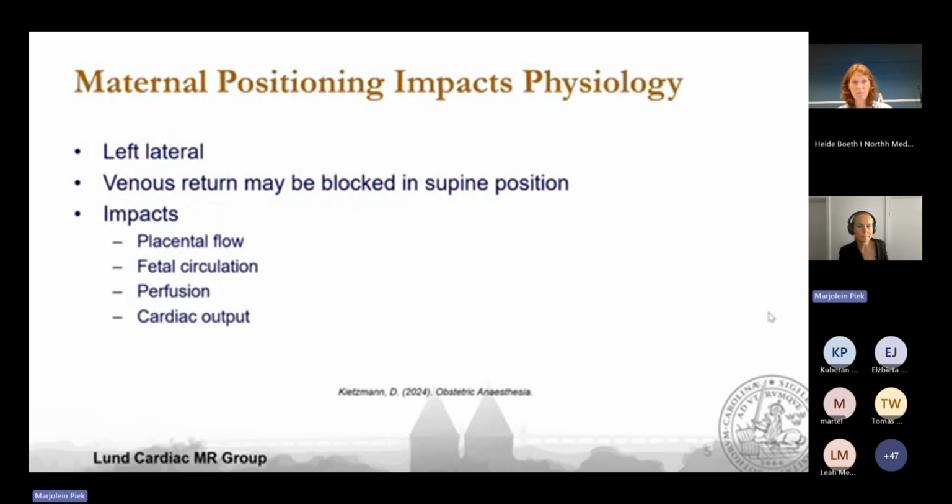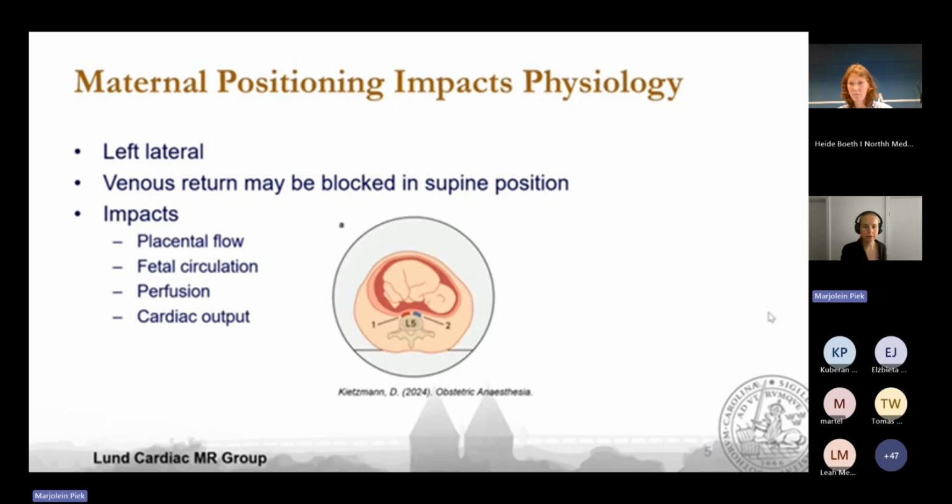And something else, fetal CMR can be used to visualize cardiac anatomy and cardiac function, but it can also be used to assess fetal cardiac physiology. And to perform reliable measurements, we choose to scan in the left lateral position, as in the supine position, the venous return may be blocked. And you can see that here in this figure.